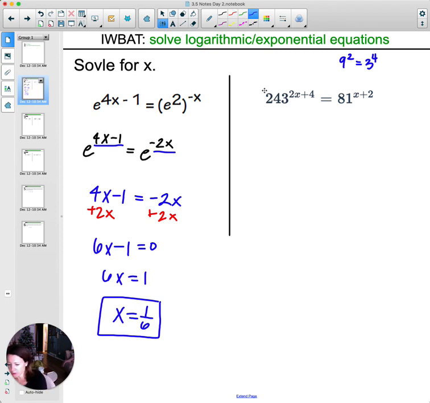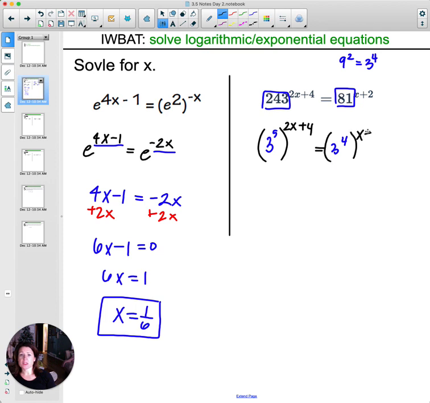So for 243, what do we do? 2 is 9, 3 is 27, 4 is 81, 5th is 243. So this is 3 to the 5th power. I'm going to rewrite 243 as 3 to the 5th power, and you still have this exponent 2x plus 4. Now I'm also going to rewrite 81 as a base of 3. 81 is, like we said, 3 to the 4th, and then we still have that exponent of x plus 2.